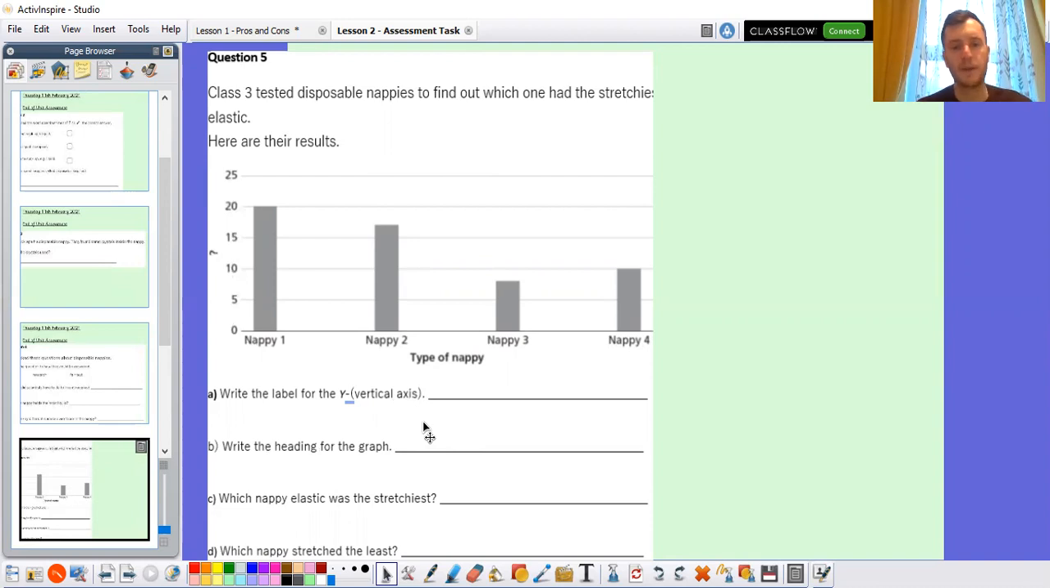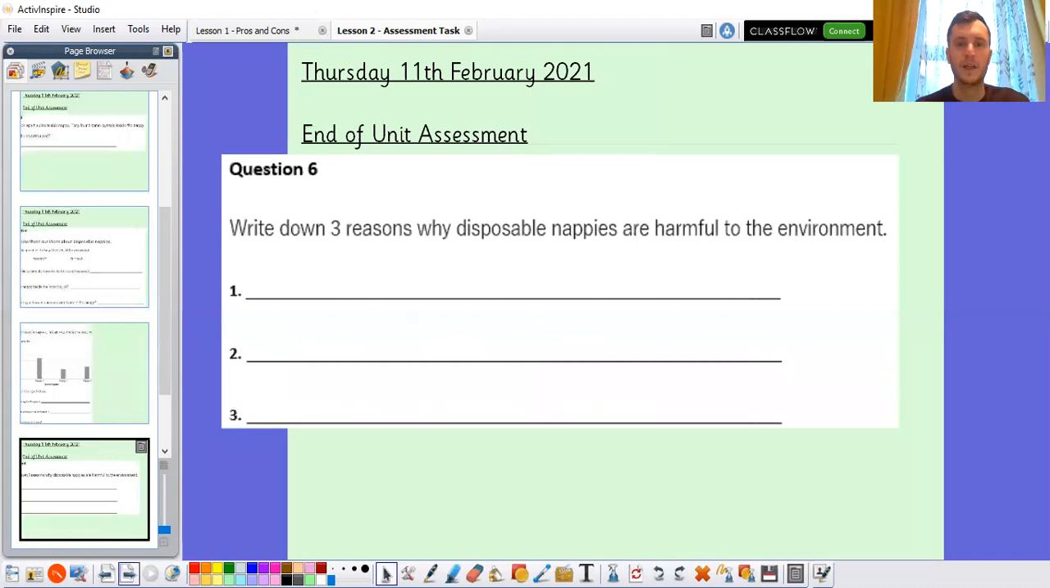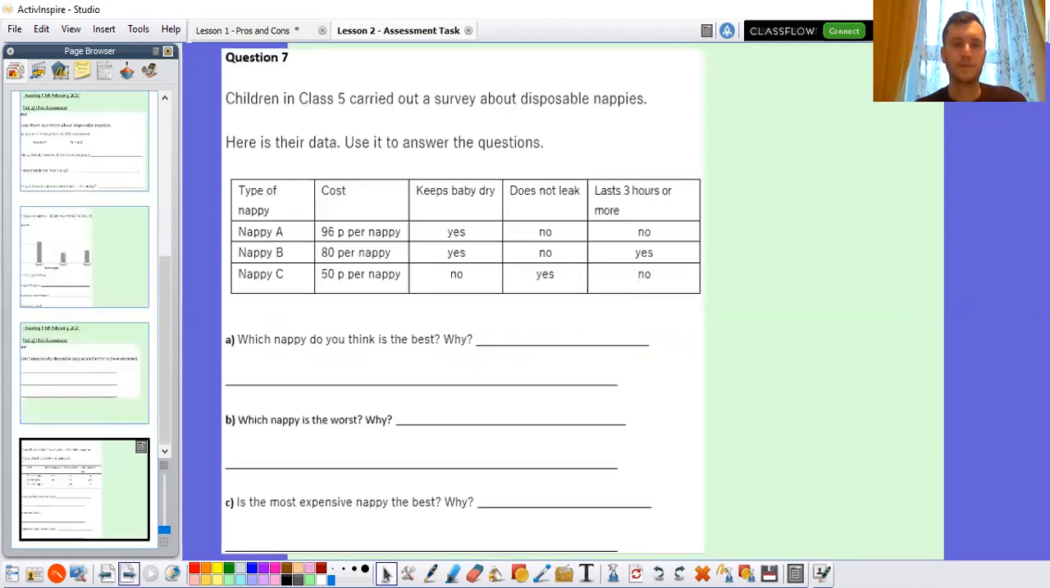Question C, which nappy was the stretchiest? You've got to choose by looking at the bar chart. And question D, which nappy stretched the least? Question 6, write down 3 reasons why disposable nappies are harmful to the environment. And last question. Children in class 5 carried out a survey about disposable nappies. Here is their data. Use it to answer the questions.